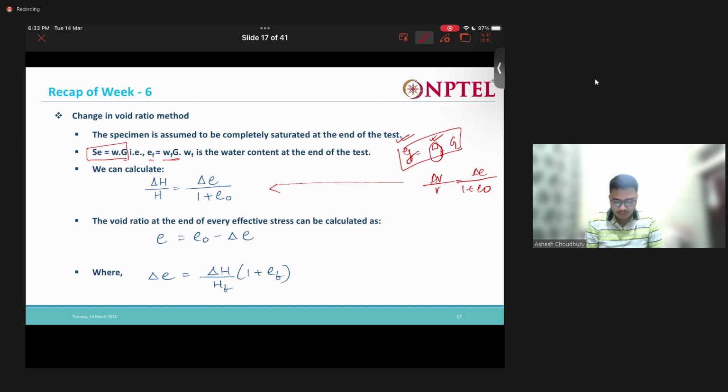Now what is the void ratio at the end of each effective stress? We just saw in the previous slide also. The initial void ratio minus the change in void ratio will give my void ratio at the end of each effective stress increment. Now how to find this change in void ratio? My change in void ratio will be given by this, which is nothing but delta H by H_F into 1 plus e_F. From this relation, we are just replacing e naught by e_F. So this will be clear as we solve the problem. We will be solving the problems using this relation.